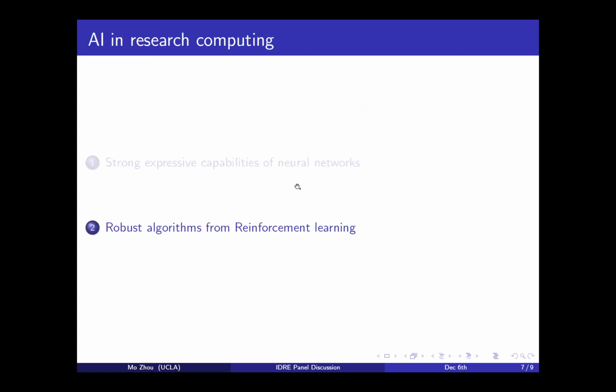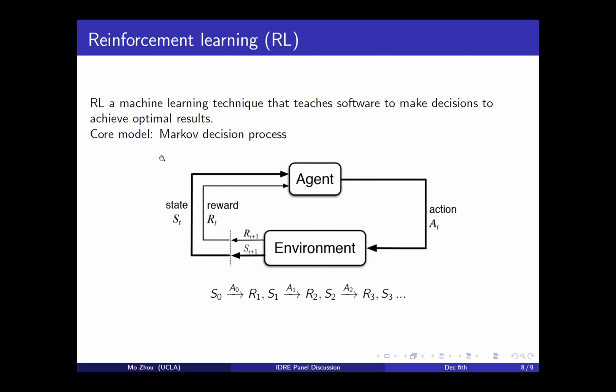And secondly, I would like to mention that in addition to the strong expressive capability of neural networks, machine learning also provides us a lot of flexible and robust algorithms for solving the problems we face. And what I would like to mention today is reinforcement learning, which is a subclass of machine learning. Reinforcement learning is a technique that teaches software or agents to make decisions to achieve optimal results.